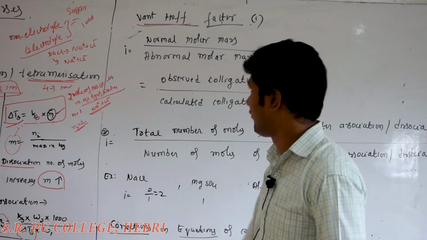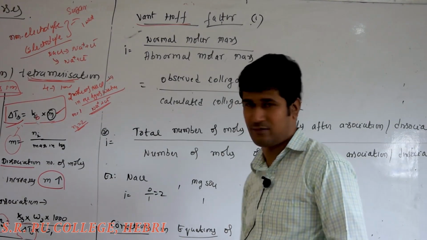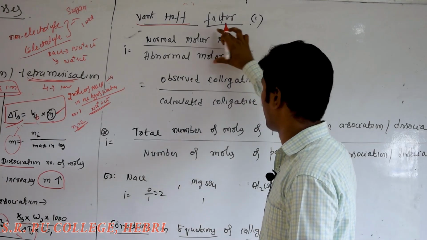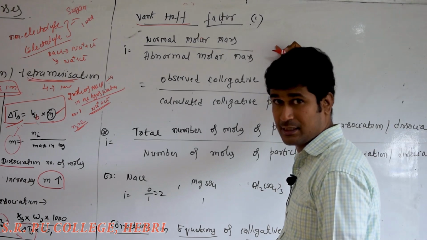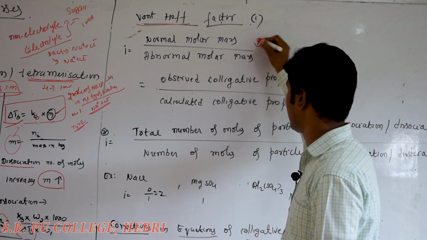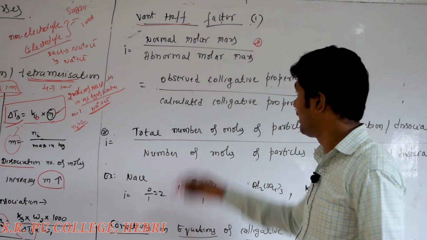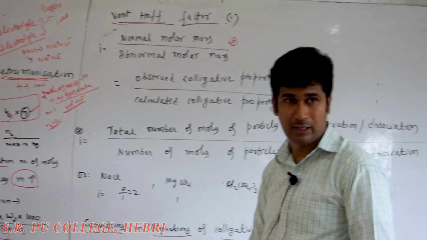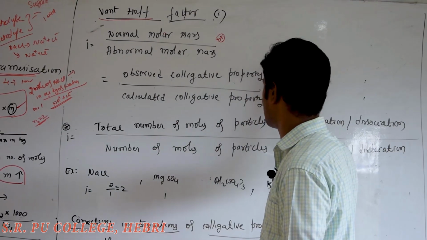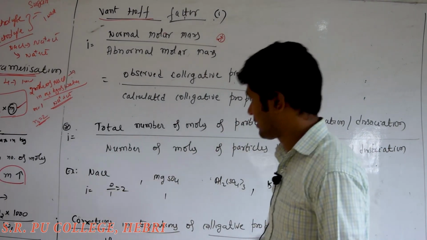So how to get this Van't Hoff factor? There are many formulas for that. i is equal to normal molar mass divided by abnormal molar mass. Normally we are not going to use this in our study. The second one: observed colligative property divided by calculated colligative property. This is also not used widely, but this is very important.